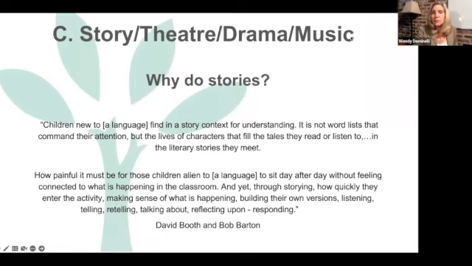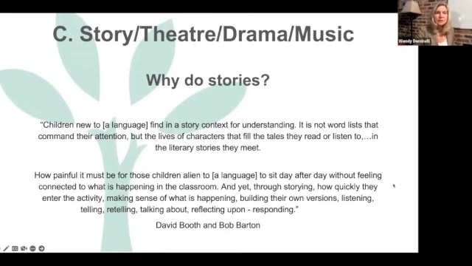I love this quote from David Booth, who is one of my mentors and actually one of my professors at the University of Toronto, also an expert in language and literacy development in the English first language context. But I believe that what he says here applies even more so to a new language.